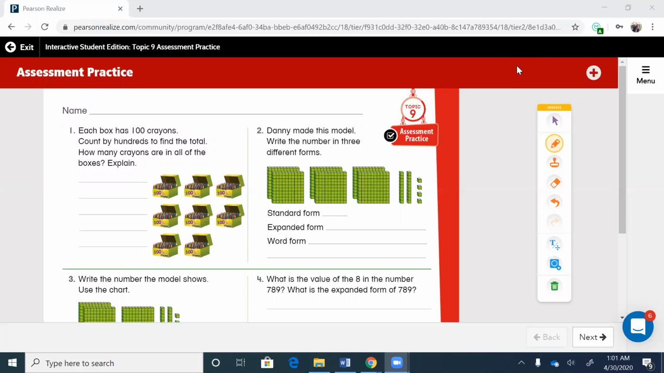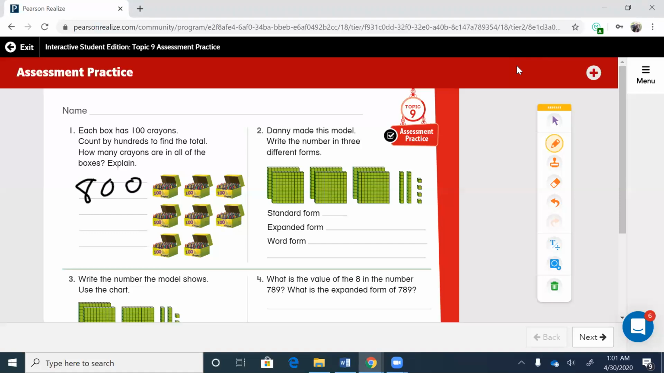Number 1, each box has 100 crowns. Count by hundreds to find the total. How many crowns are in all of the boxes? Explain. All right, so they told us that each box has 100, so all we have to do is count the boxes by 100. Let's count. 100, 200, 300, 400, 500, 600, 700, 800. There are 800 crowns in all. So we'll say 800, and it says to explain.